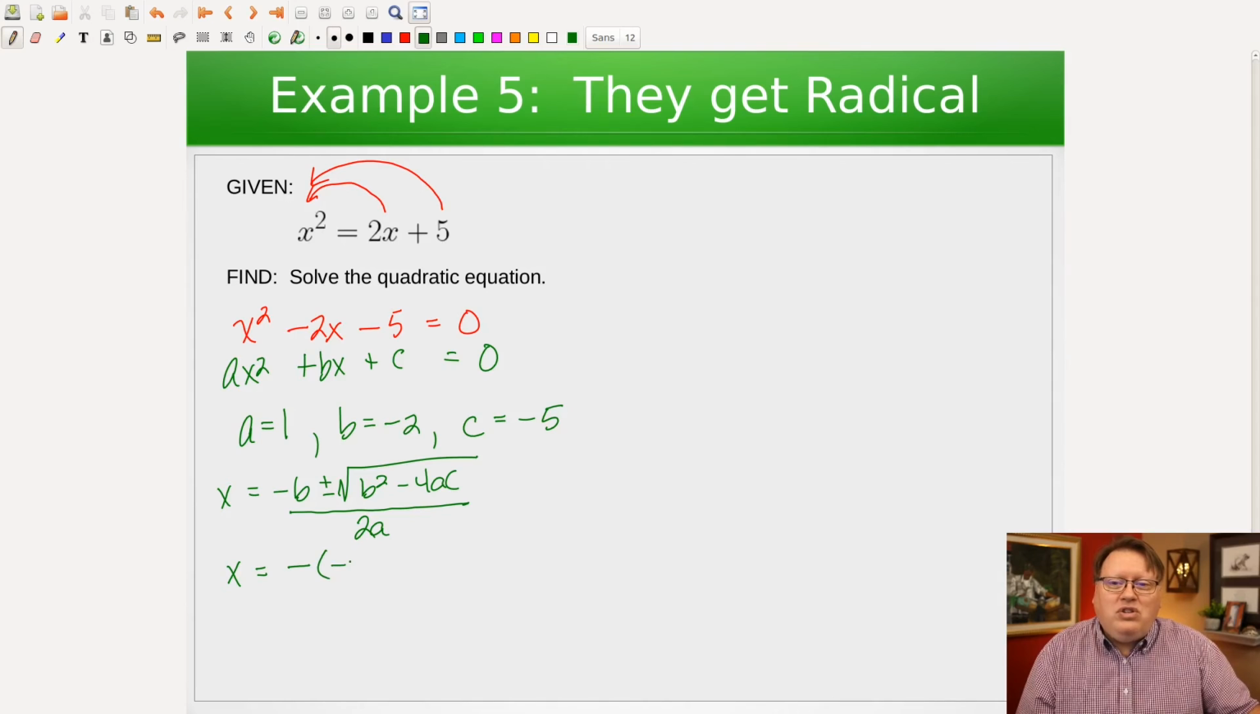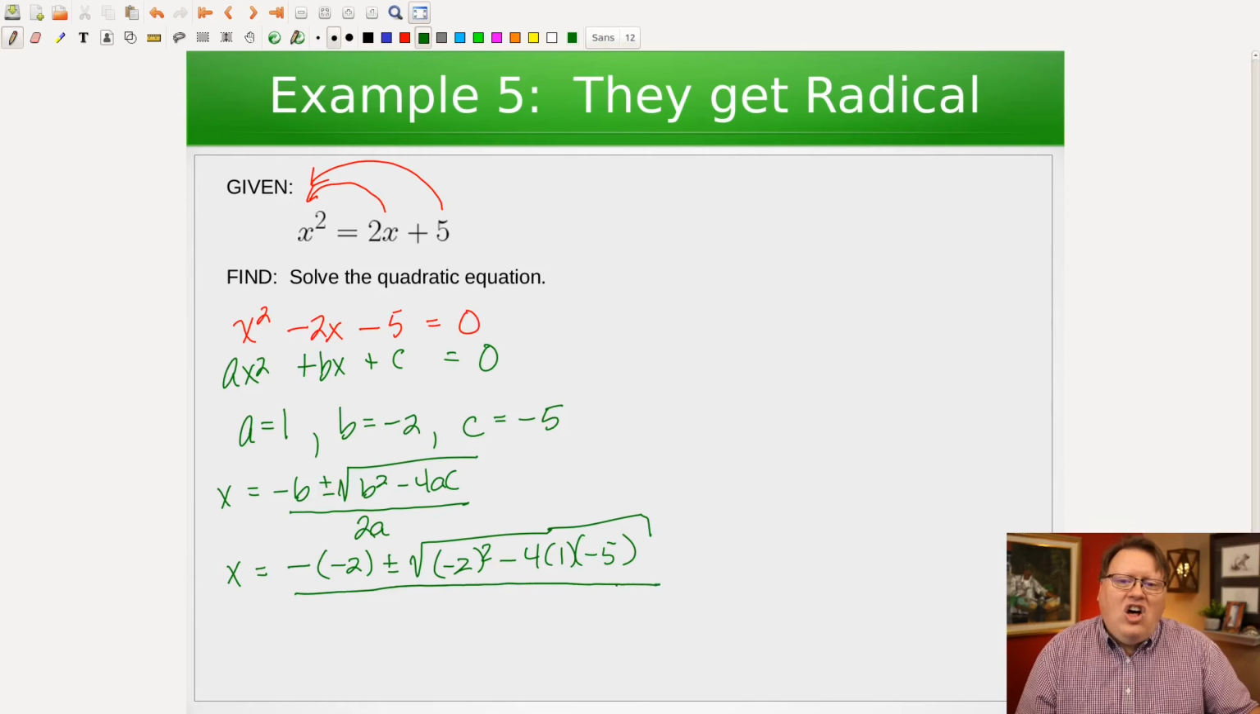So we get x is equal to the opposite of b. Again, we want to use parentheses because that b is negative. Plus or minus the square root of b squared, that's negative 2 squared, minus 4 times a times c is a negative 5. Okay? And all of that is over 2 times 1.